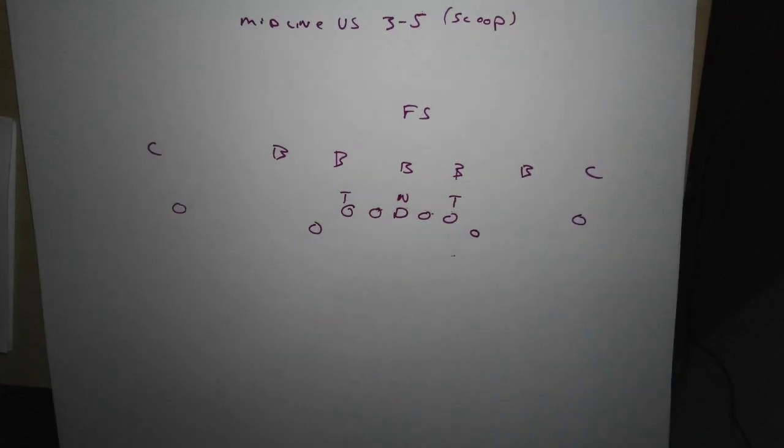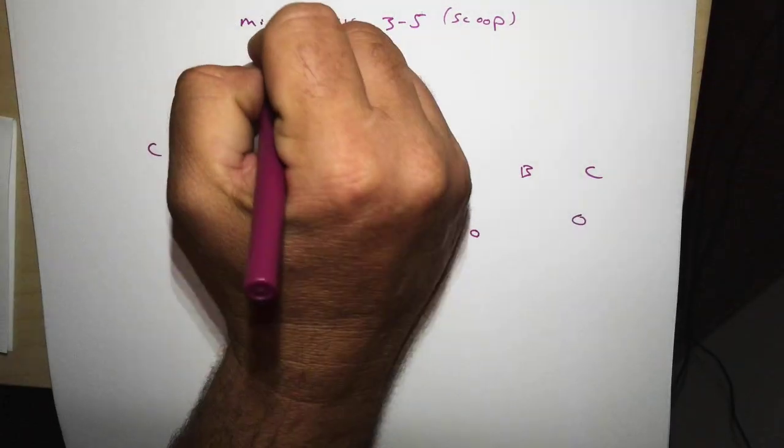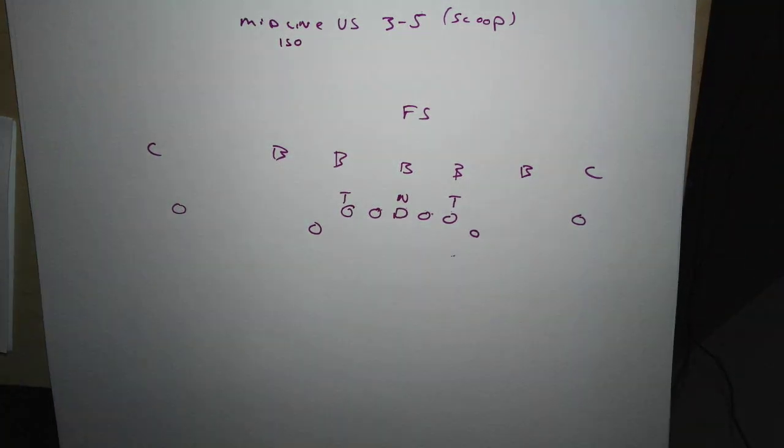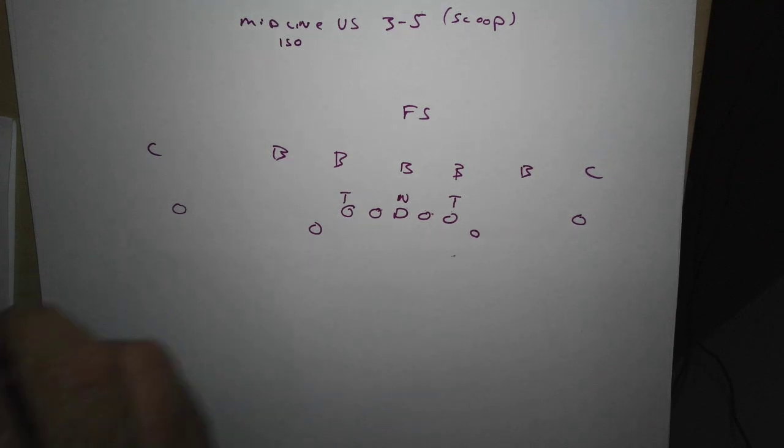Okay, guys, we're going to take a look at the midline ISO. It should be midline ISO versus the 3-5. Some things change up front here for us. Basically, backfield action is pretty much the same, but there's a couple of rule infractions here. So let's go through it.